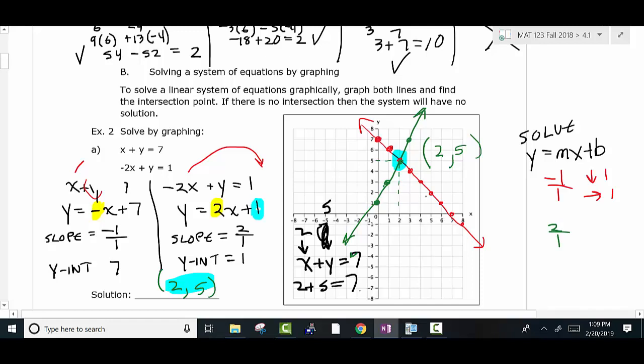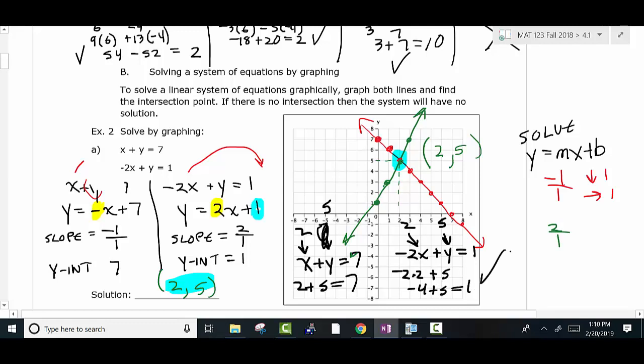Okay, so that's good. Take the second equation. The second equation is negative 2x plus y equals 1. X is 2, y is 5. See if it works. That would be negative 2 times 2 plus 5. That's negative 4 plus 5. That's equal to 1. Okay?